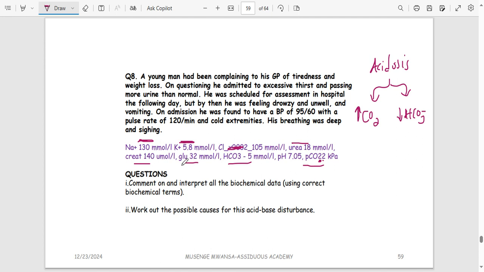And then we have got metabolic acidosis with partial respiratory compensation, because you can see the pH is 7.05. That is not too near to the normal. So there's just partial compensation because of the low carbon dioxide. Work out the possible cause. What are the possible causes of metabolic acidosis? So here you can see from the excessive thirst, that's telling us diabetes. So this is diabetic ketoacidosis.